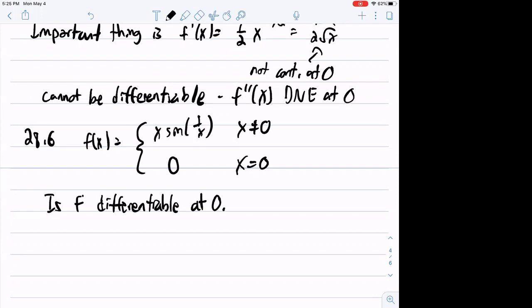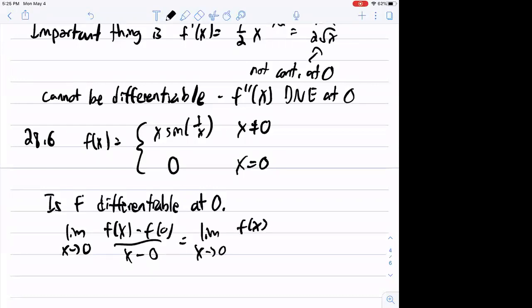I just want to say, if you see a piecewise function, you don't really need to be scared. You just go by definition, right? So the limit as x goes to 0 of f of x minus f of 0 over x minus 0. It's the same process. Just because the function looks a bit more weird doesn't change anything. So what's f of 0? At 0, I'm 0, right? So I just have f of x on top and x on bottom.